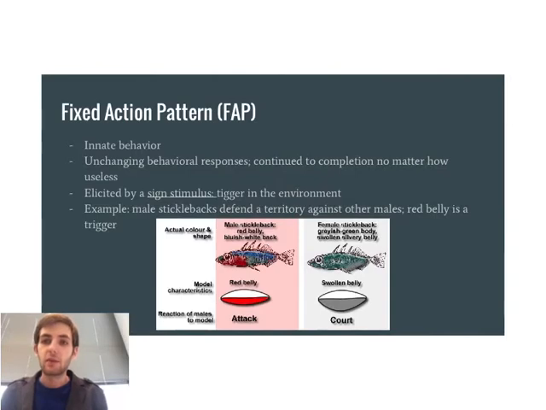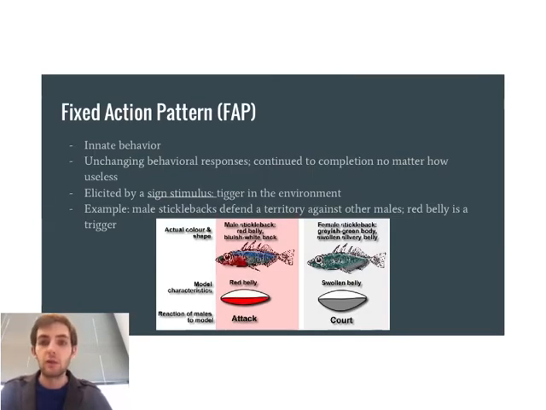And so the best example of a fixed action pattern is when you're looking at male sticklebacks. Male sticklebacks are very territorial, and they're going to defend that territory against other males. And in this example, the red belly is a trigger, or the sign stimulus. So what scientists did was they put little models or wood blocks, one that had a red underbelly, and they saw that the male stickleback would always attack that wooden block.